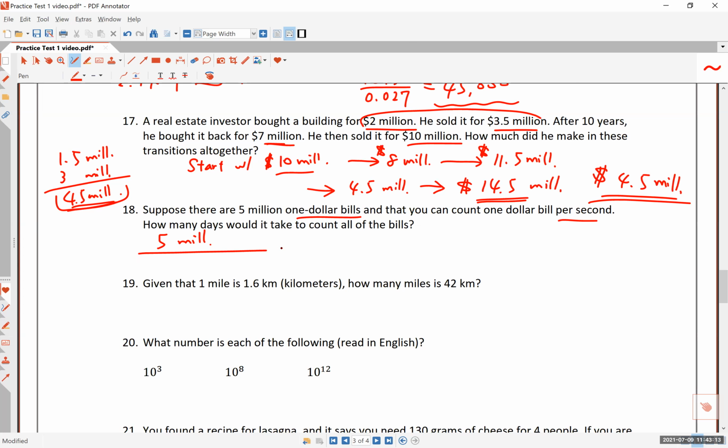What you are supposed to do is to find the number of seconds. Basically, 5 million seconds is how many days, right? So you realize that you have 60 seconds to a minute, and 60 minutes to an hour, and 24 hours to a day. So the question is how many days? This will give you the answer: 5 million divided by 60 times 60 times 24. And the answer is about 57.87 days. You can say about 58 days, and that would be fine.